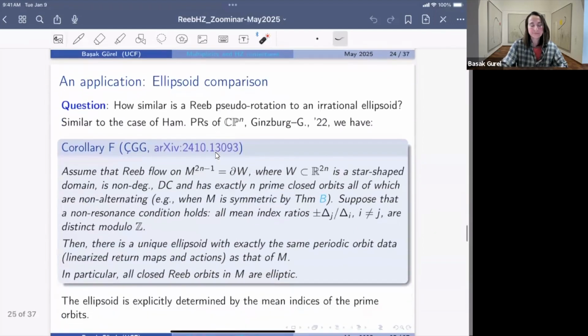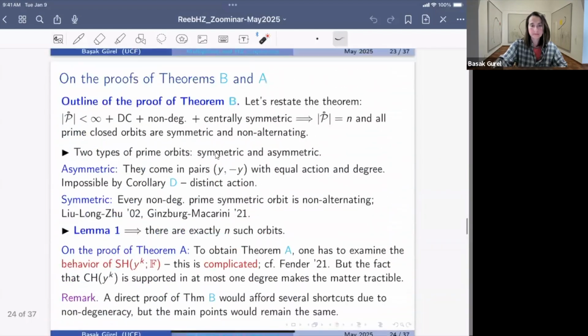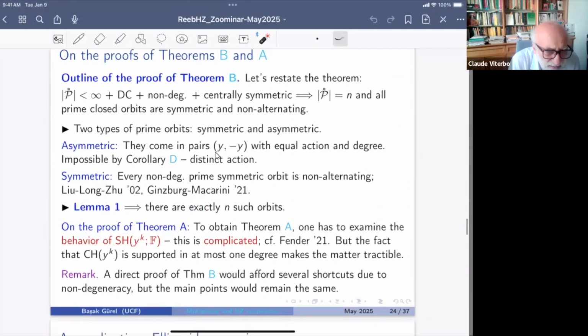Sorry to interrupt you again, Basak. Can you go back? I somehow didn't understand what's complicated about SH. I thought you said that you have the Gysin sequence, and so a certain map is 0, so you should be able to compute SH from CH, at least for rational coefficients. No? Is that correct, or did I miss something?